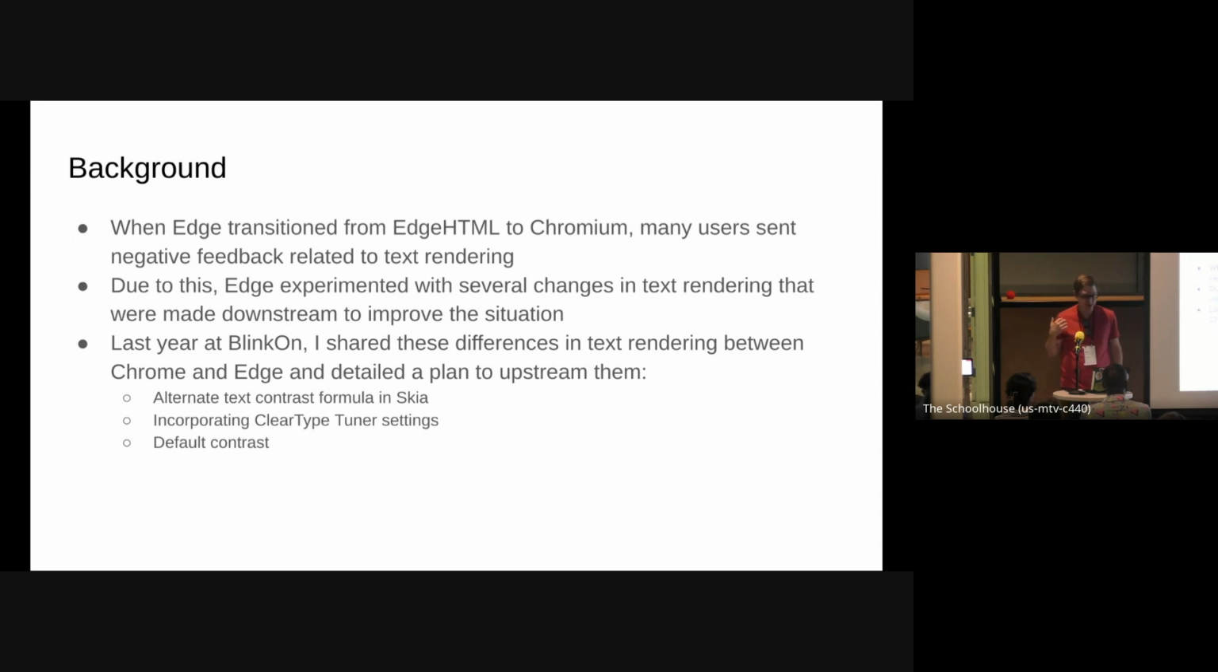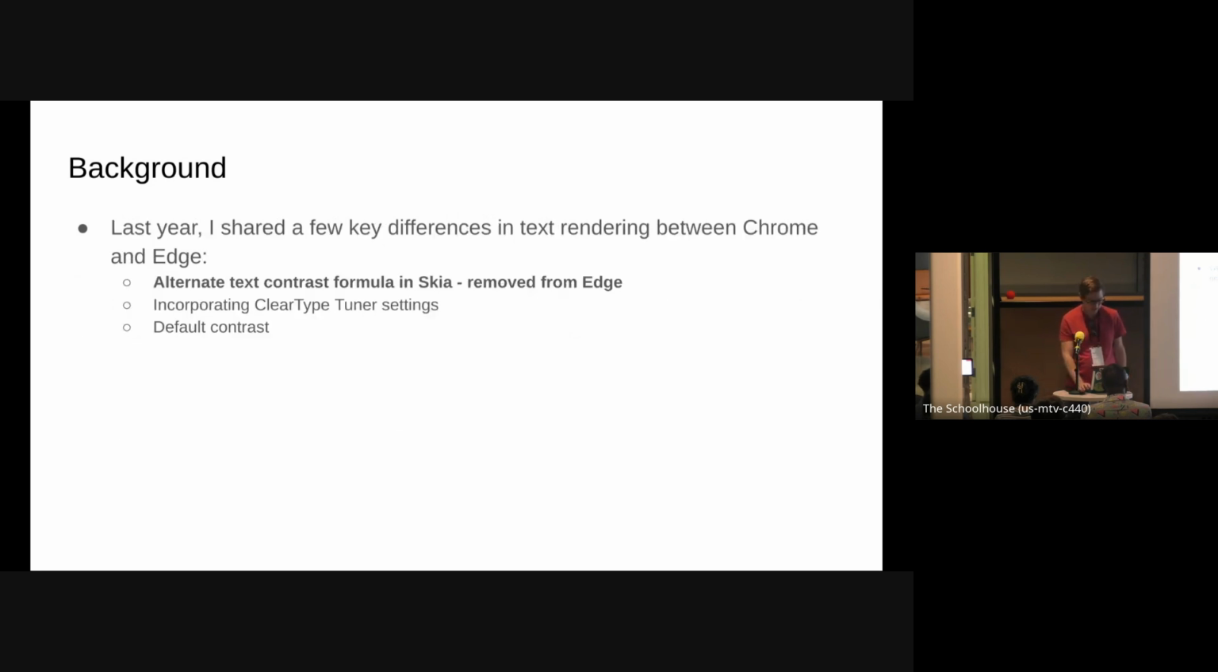And so last year I gave a talk at BlinkOn about some of the changes that we made to kind of address this. We experimented in Edge only with text rendering. And so there were 3 specific changes that we made in Edge only. The first is the text contrast formula in Skia. The second is Windows has this thing called the ClearType tuner where you can configure how text is supposed to look. And previously Chrome would just ignore this value. And then third is the default value for contrast. So I'll give updates on all 3 of these.